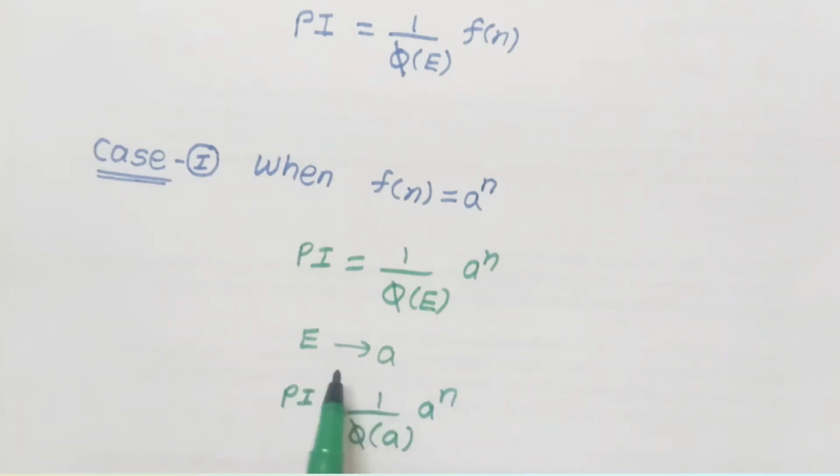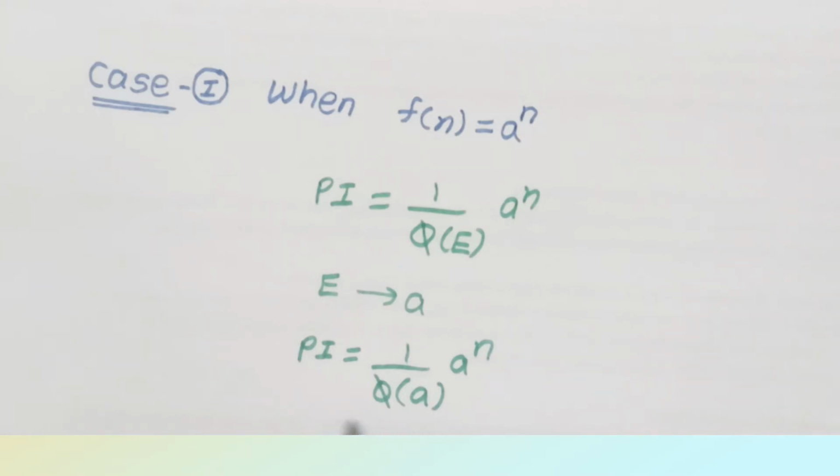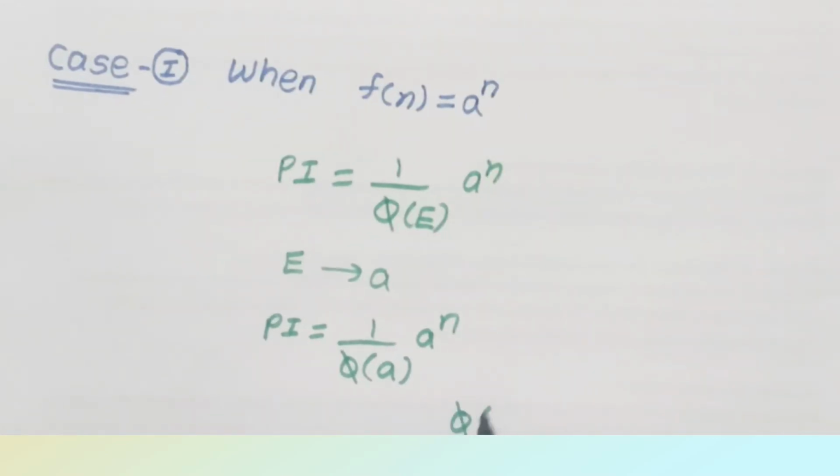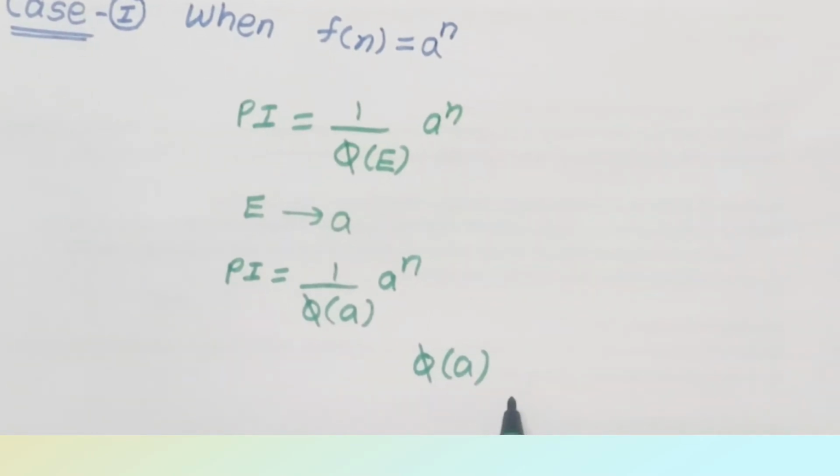After replacing E by a, this term is completely a constant, and this is our solution for PI. But there is one problem. If after replacing E by a, phi(a) equals 0, then 1 upon 0 is not defined, so our case fails. So this is our answer if phi(a) is not equal to 0. That means PI equals 1 upon phi(a) into a^n, and this is our final answer if phi(a) is not equal to 0.